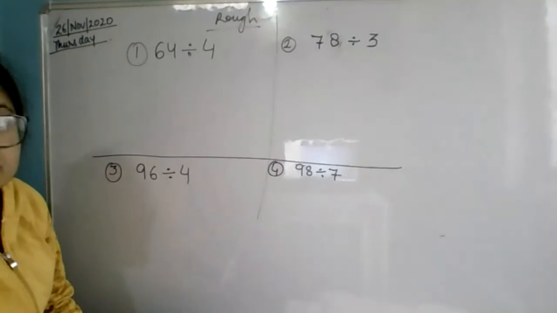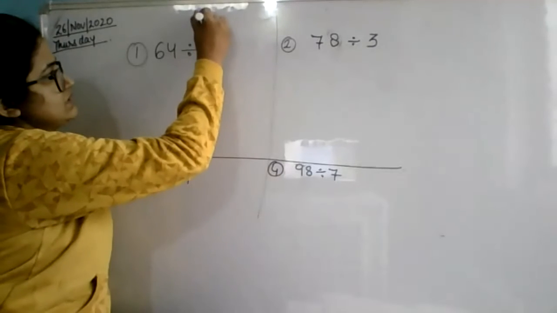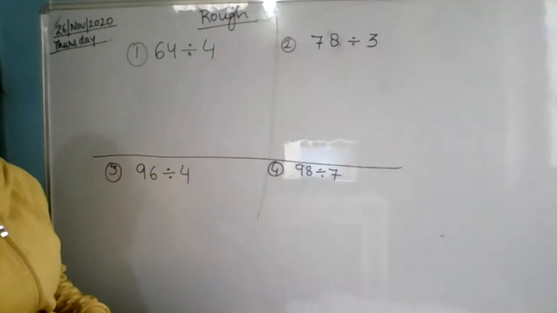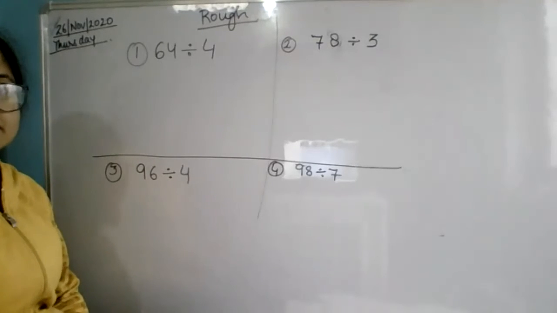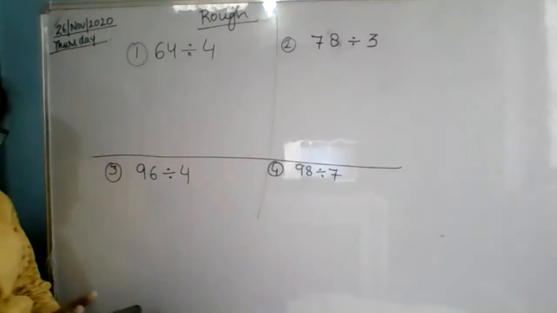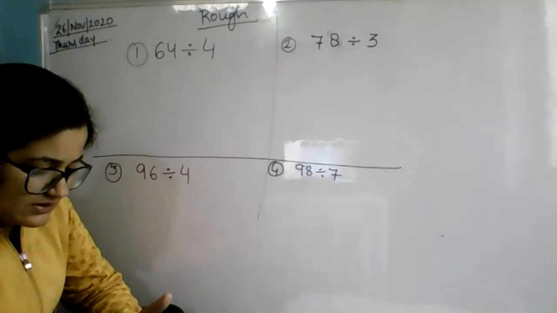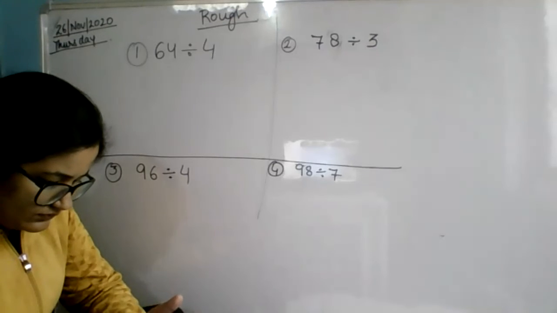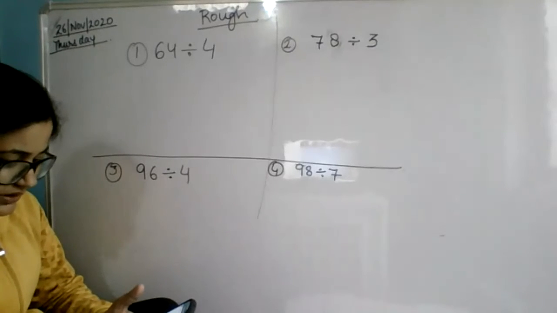Solve these 4 questions in rough, and send the work to me on WhatsApp. Quick. Before this period finishes, I want all the answers. The period will get over at 11:25. You have 10 minutes to do this question as well as send it to me.